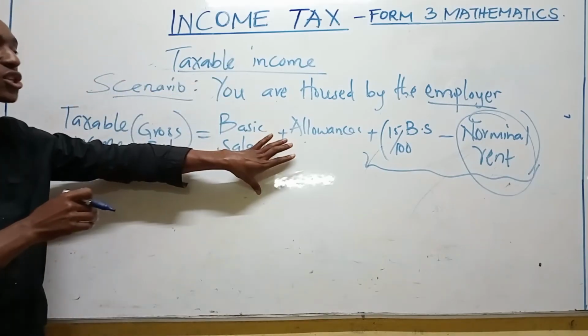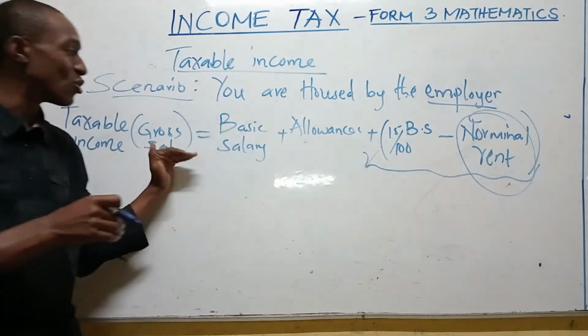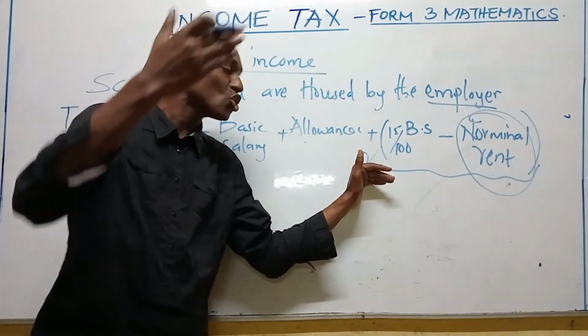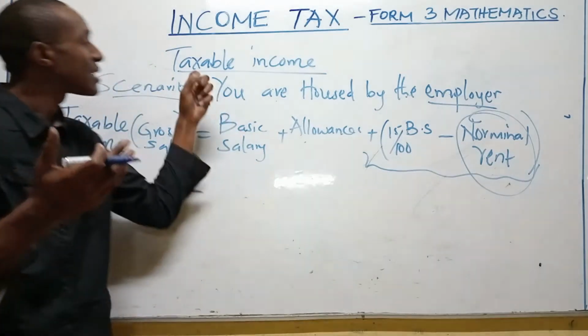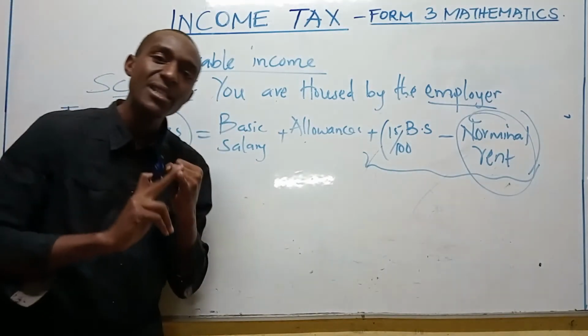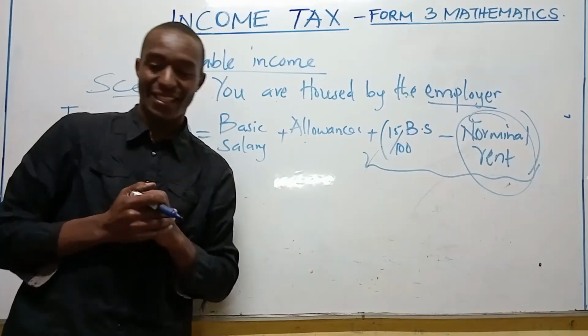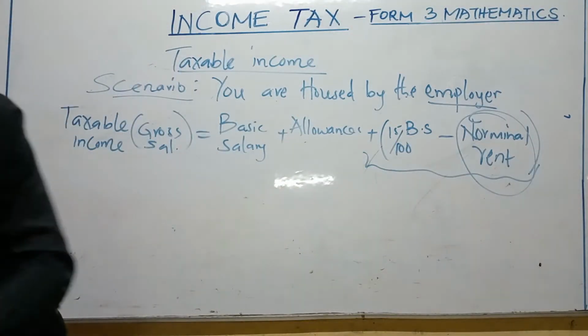This is a rare occasion, but when it comes, remember to change this formula. Not as the other usual one whereby, if you're not housed by the employer, taxable income is equal to basic salary plus allowances. Take note of this.